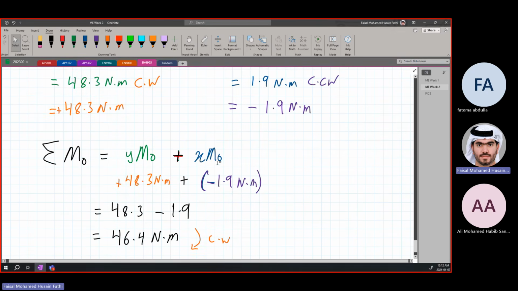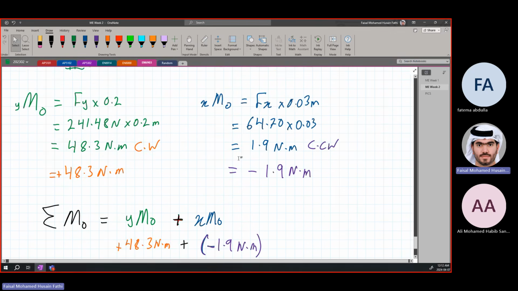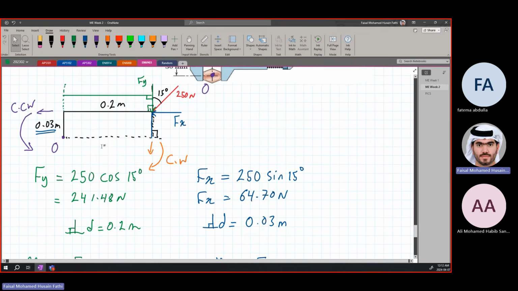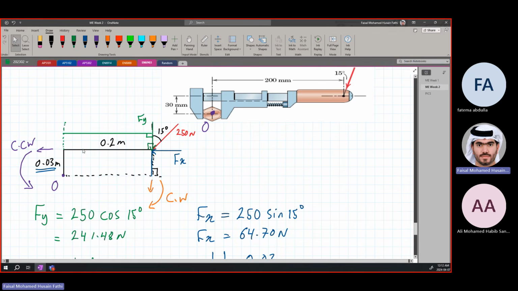Okay. We're going to do more questions. It's going to be the same concept. You'll see how the negative and positive works. Just make sure you understand how you're finding the directions. Make sure you know that Fx is causing a counterclockwise moment. Know that this Fy is causing a clockwise moment. The easiest way, put your hand here or put a pen from here to here.